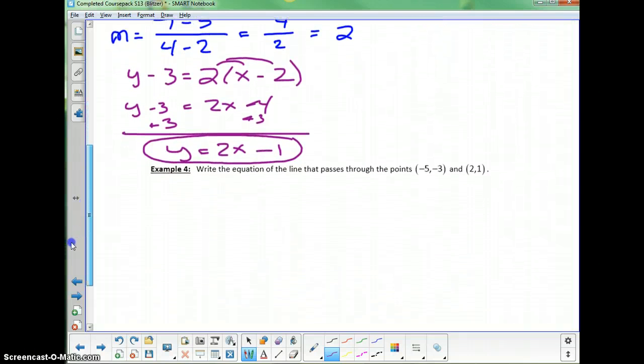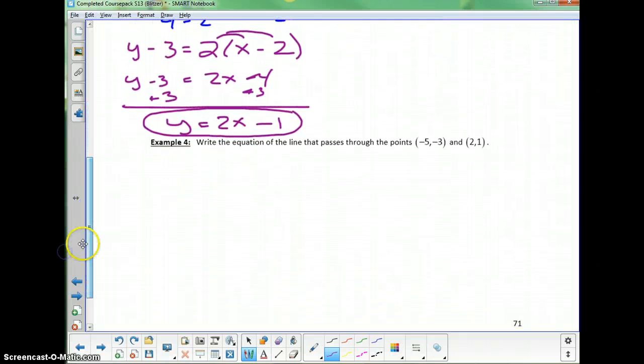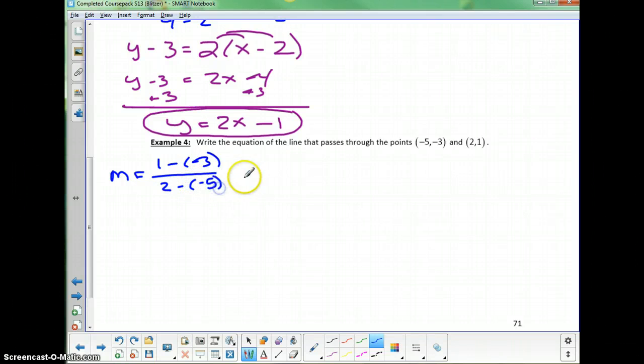Okay, same thing again right here. I need to write the equation of the line that passes through these points, so I need to start by finding the slope. So the slope is 1 minus negative 3 over 2 minus negative 5. So I get 4 over 7.